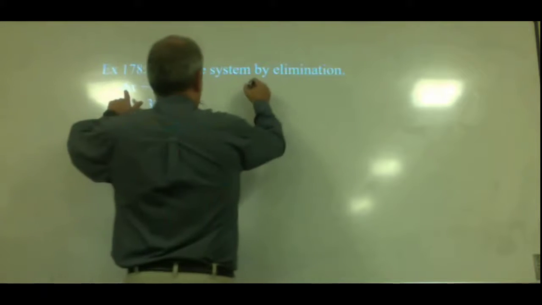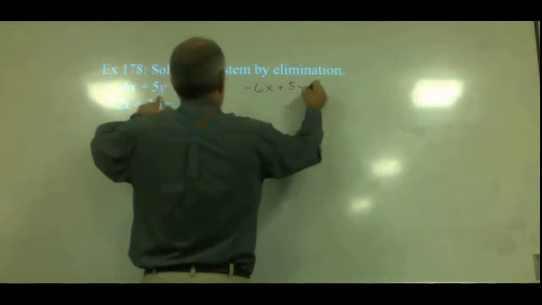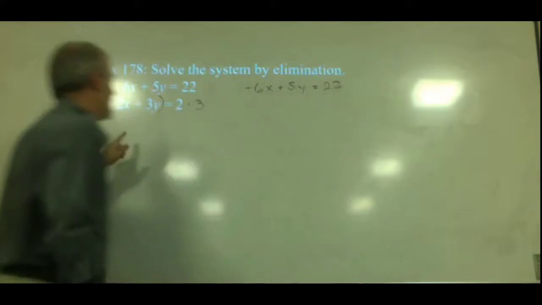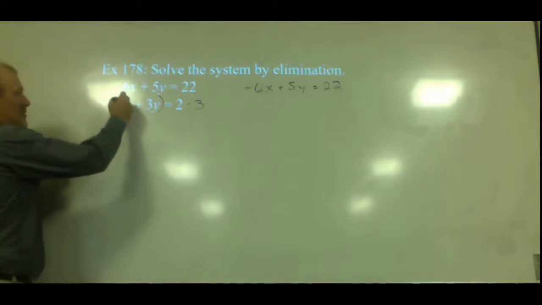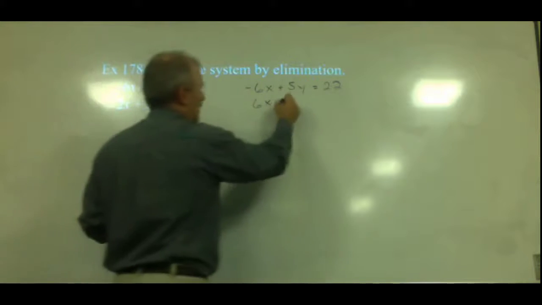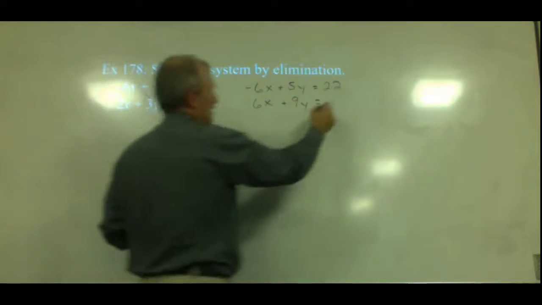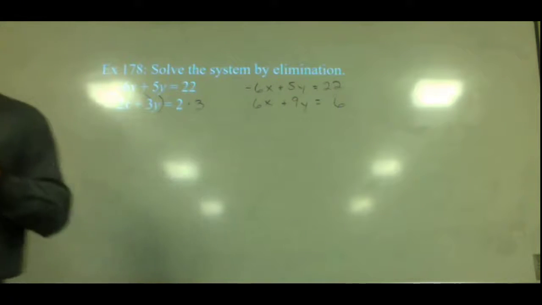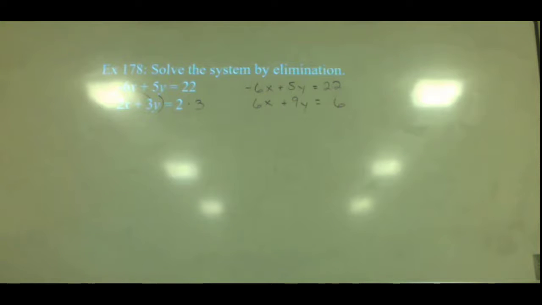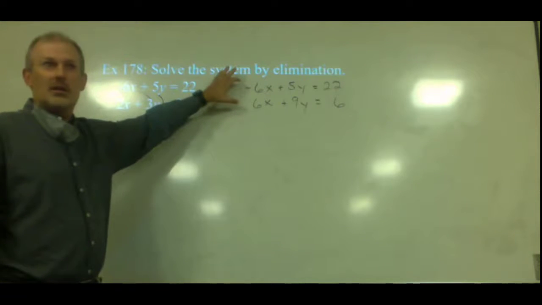So I'm just going to copy down the top equation. I'm not going to do anything to it. I'm just going to copy it down. Equals 22. And on the bottom equation, notice we have to distribute. So 6x. And then this will be 9y. And then this 3 times 2 over here will be 6. So does everybody understand what we just did? Multiplying by 3. And the reason we did it is because now, look at these two. Now when we add, now they will cancel out, right?